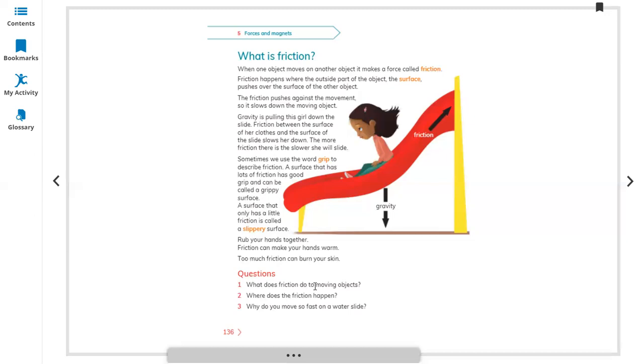In simple words, friction slows down moving objects. If there is more friction, things cannot move easily. But if there is less friction, then the object moves faster. So friction slows down moving objects.